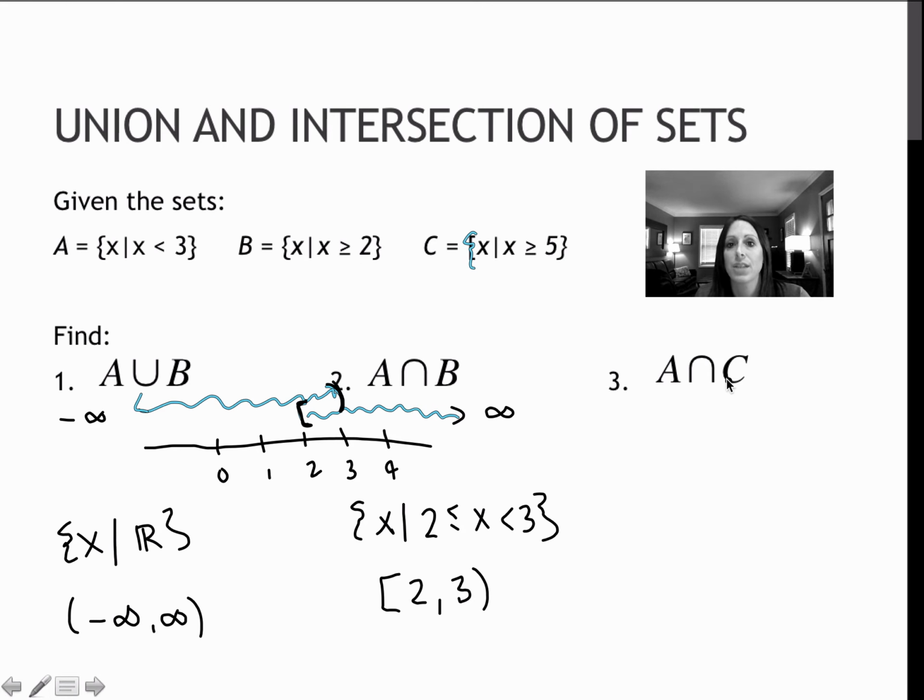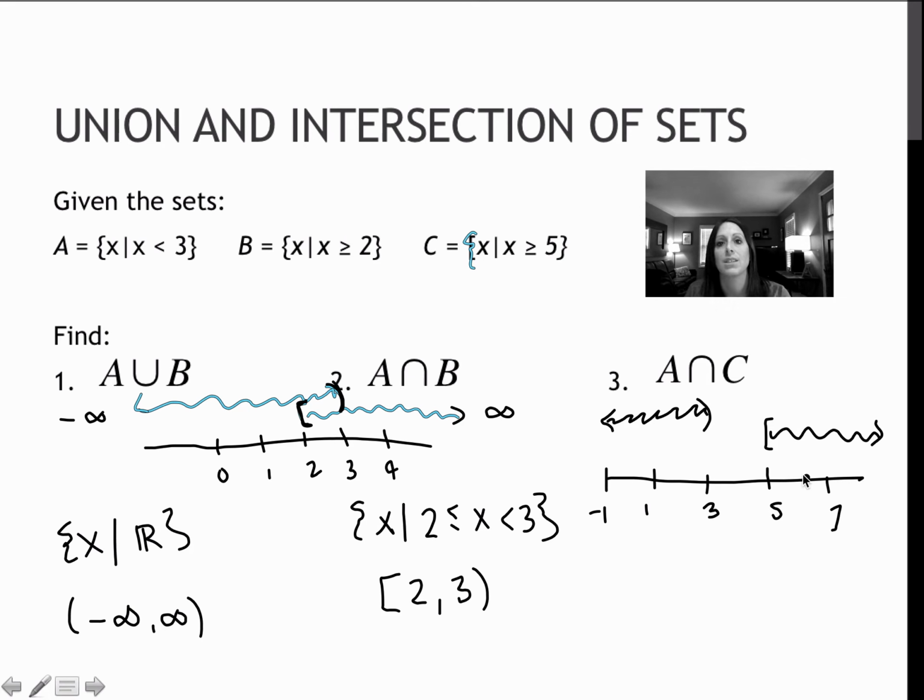Looking at A intersect C, again, it might be helpful to draw a number line. So let's do 1, 3, 5, 7. A is all of the numbers less than 3, and C is greater than or equal to 5.